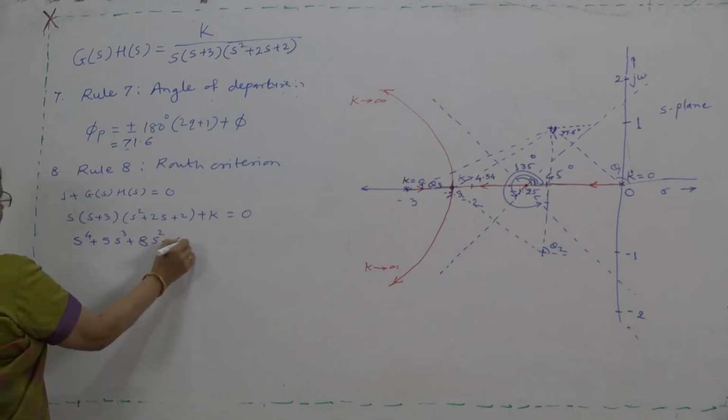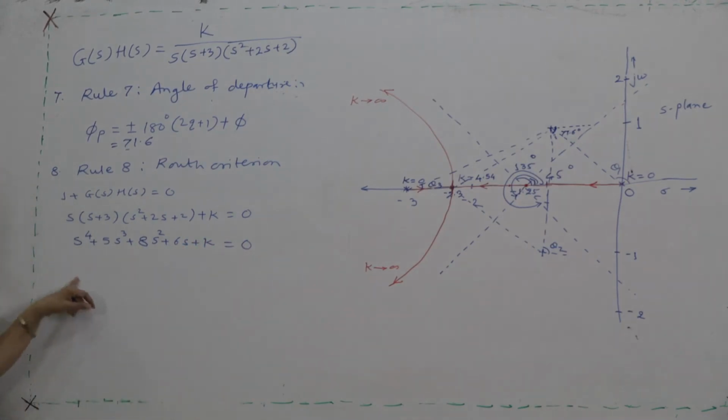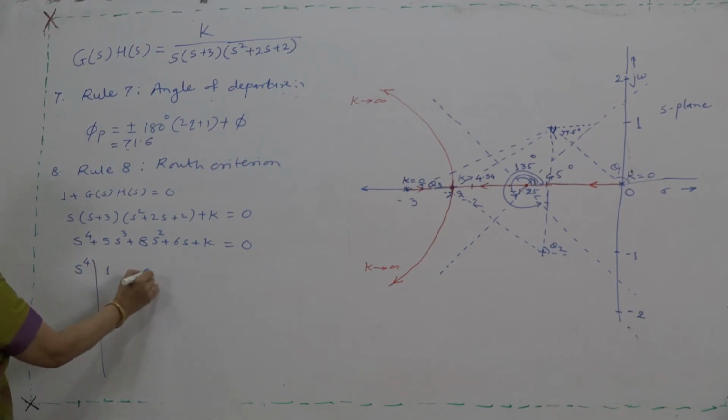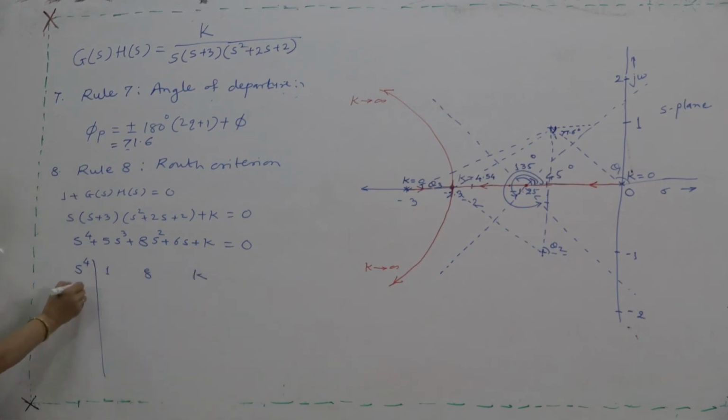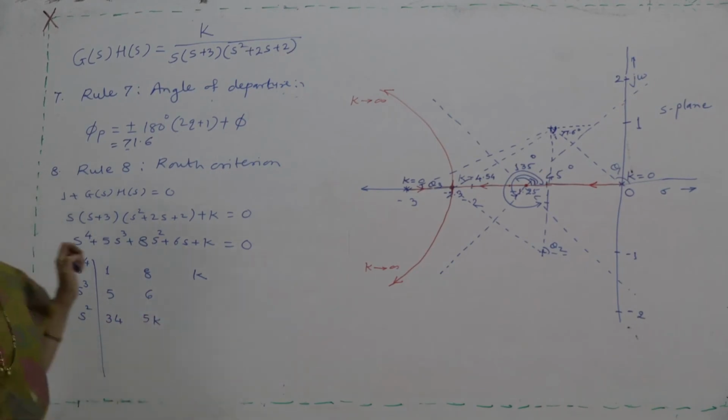Okay. So, what you will get is s into s plus 3 into s square plus 2s plus 2, plus K is equal to 0. We have simplified this for the calculation of dK by ds. So, use that equation. What is it? s raised to 4 plus 5 s cube plus 8 s square plus 6 s plus K is equal to 0. So, this is your characteristic equation. Now, you apply the Routh array. How will you apply the Routh array?